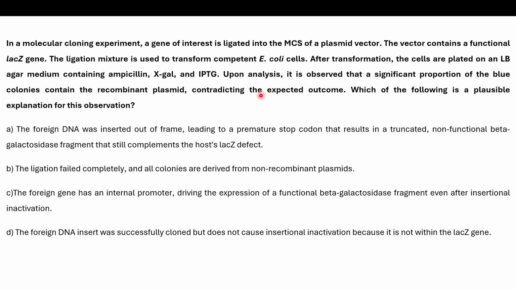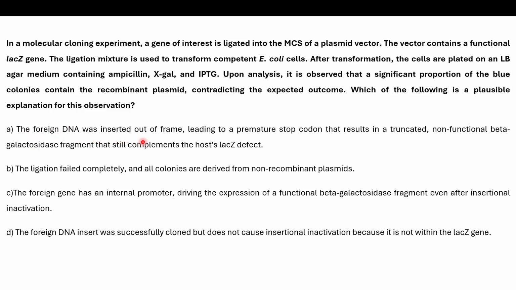Upon analysis, it is observed that a significant proportion of the blue colonies contain the recombinant plasmid, contradicting the expected outcome. The expected outcome is that the recombinant colonies are white in color, whereas the cells which do not take up the recombinant plasmids are blue in color. However, the observation is that a significant proportion of the blue colonies contain the recombinant plasmids, which contradicts the expected outcome. So, which of the following is a plausible explanation for this observation?